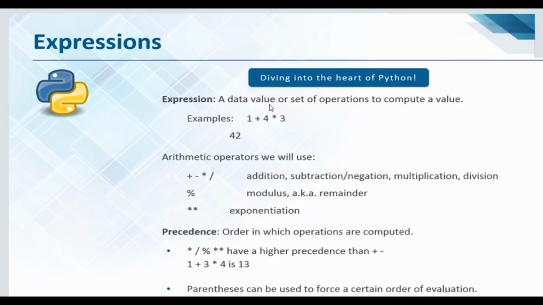Expressions are of different types according to data type, which we will discuss later, but we have to understand what an expression is. An expression is a data value or set of operations to compute a value. In a simple way, it is a particular operation to compute a simple value. For example, quadratic equations in mathematics are also termed as expressions. In the same way here we are talking about a simple expression. Here you can see 1 plus 4 into 3 will not be 42.